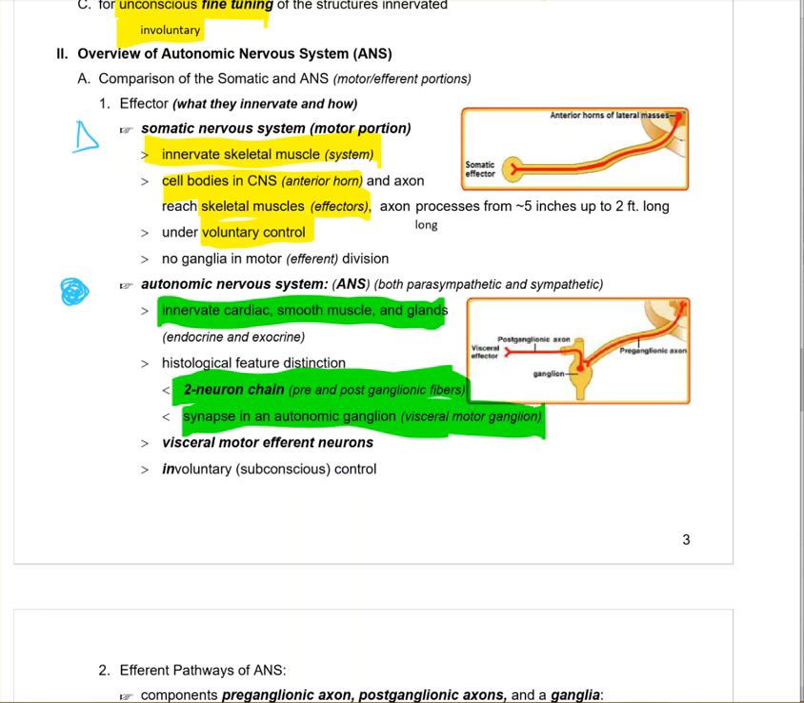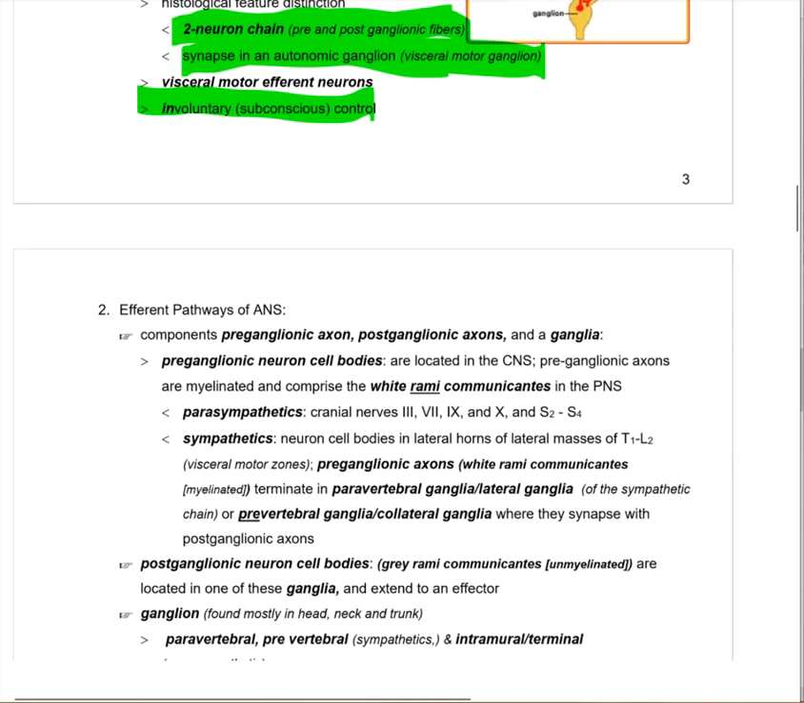Now, those ganglia will have different names. We'll talk about them in a minute. So these are visceral motor efferent neurons. And remember, these have unconscious or subconscious control. Your body does all of this processing without you having to think about it.